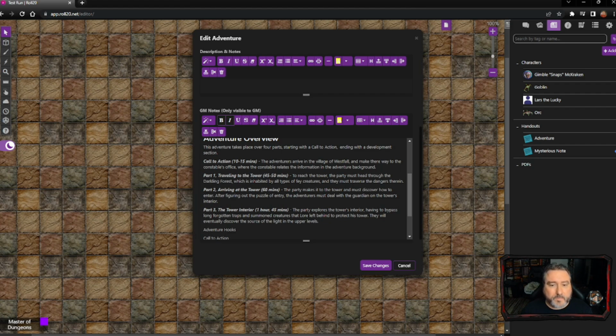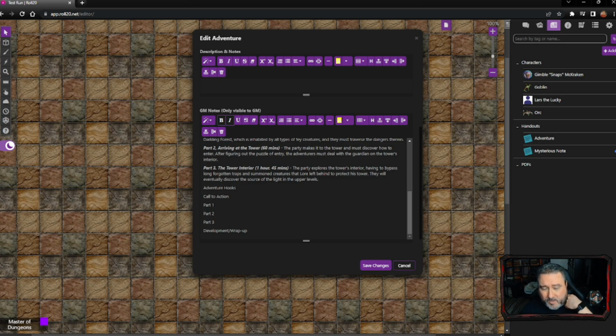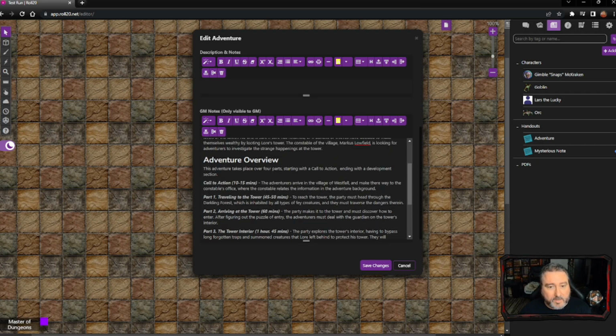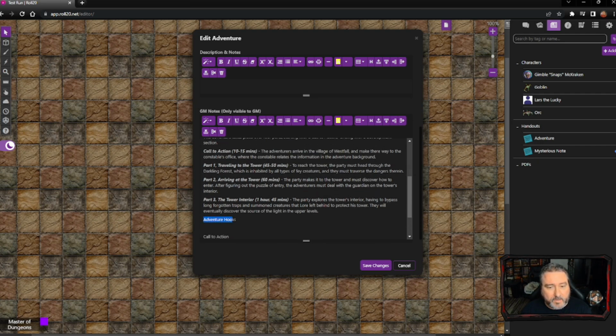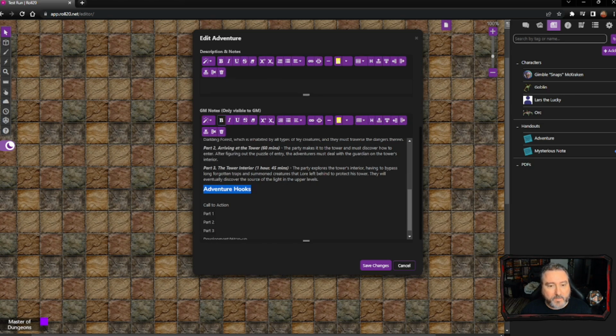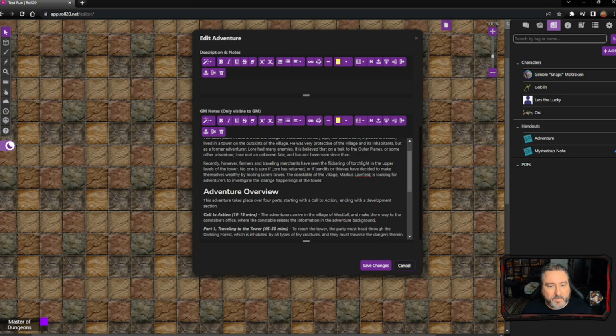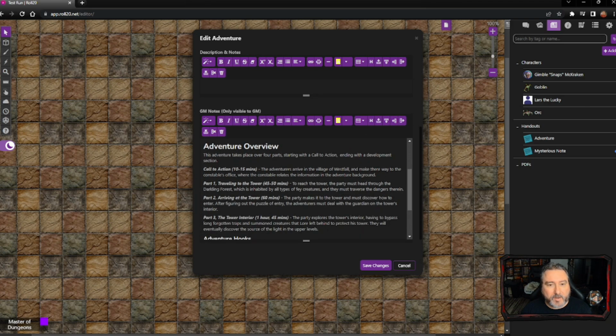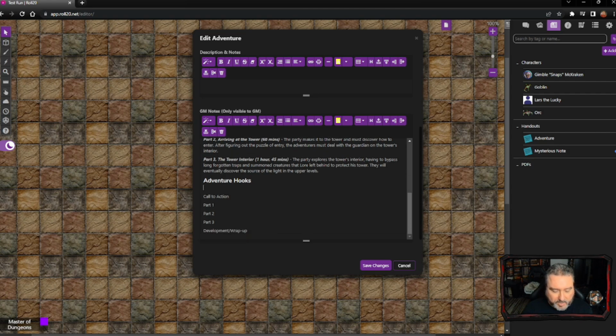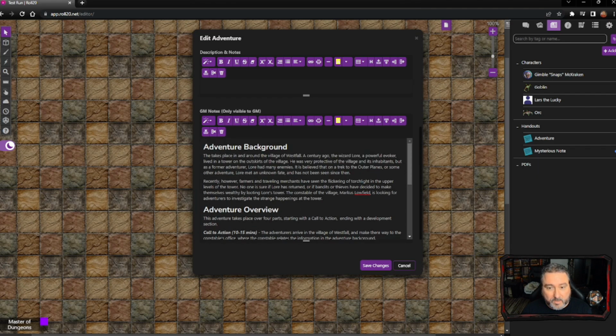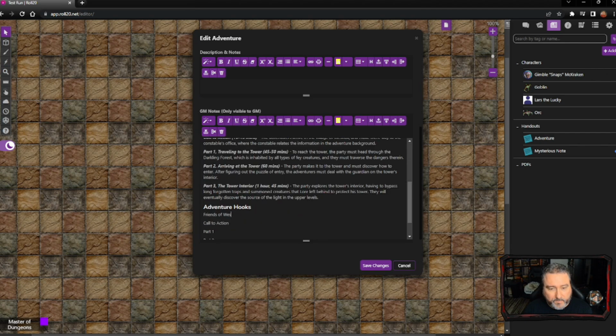So we've got a few minutes left here, so let's go ahead and move on to adventure hooks. Let's just get some names for some adventure hooks. Let's put a little header 3 on here just to separate a little bit from all of this below and above. So we've got our adventure background, our adventure overview, and our adventure hooks. We're going to say Friends of West Hall. Is it West Hall? Westfall. Westfall. Friends in Westfall.